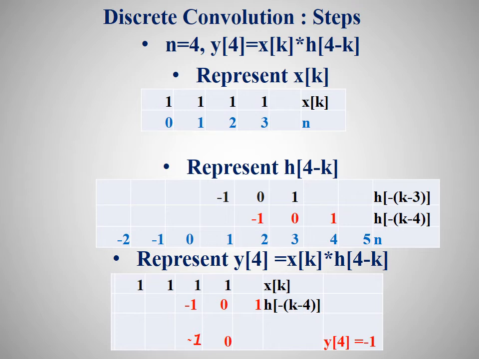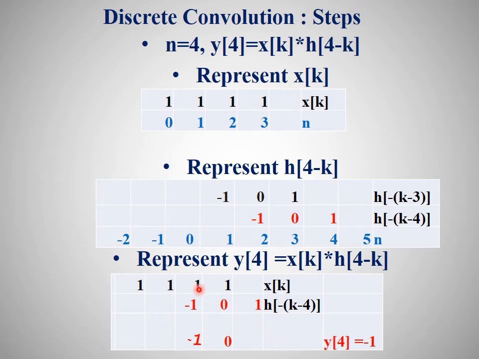As at n equal to 0, the value of x of k is 1. At n equal to 1 it is 1. At n equal to 2 it is 1. At n equal to 3 also it is 1. And h of minus of k minus 4, or h of 4 minus k, is obtained only at n equal to 2, which means at 0 and 1 we did not have any values, as can be seen here. So at n equal to 2 it is minus 1, at n equal to 3 it is 0, and at n equal to 4 it is 1.